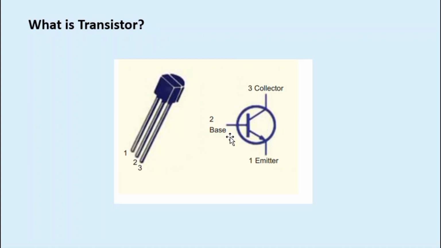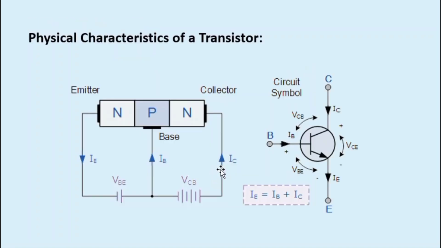The collector is a larger electrical supply, and the outlet of that supply is the emitter. In this manner, a very small amount of current can be used to control a large amount of current, like in amplifiers. Transistor works as a switch or as an amplifier.